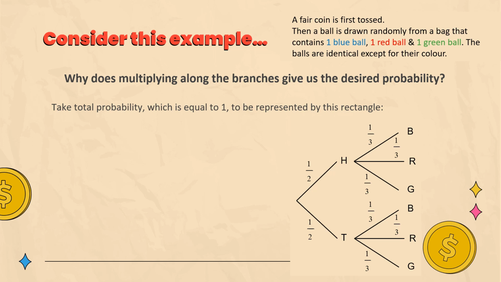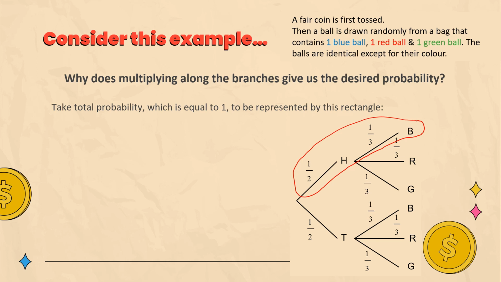In this part, we are going to look at why multiplying along the branches gives us the desired probability. Earlier on, we noticed that the probability of the outcome heads blue is 1 over 6, which, coincidentally or not, equals half times 1/3. We are going to understand why this happens and why this works. And more importantly, does it extend to all probability experiments?